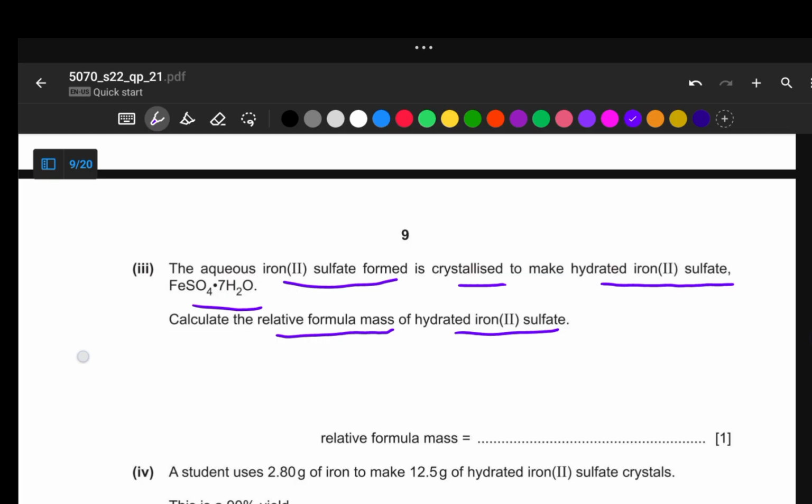So we are going to simply add the relative atomic masses of each of these. For iron on the periodic table, the Ar of iron is 56, and then we have 1 sulfur. For sulfur we have 32, and then we have 4 oxygen. Oxygen is 16, so we have 16 by 4, and then we have water. Water is 18, so it's 7 by 18, and then we simply go straight to our calculator, and we are going to have 278. As simple as that.